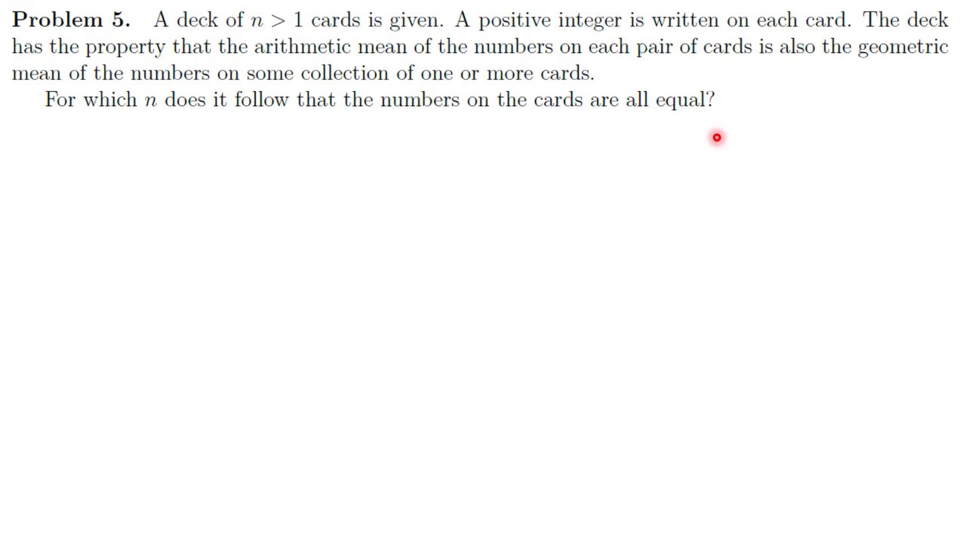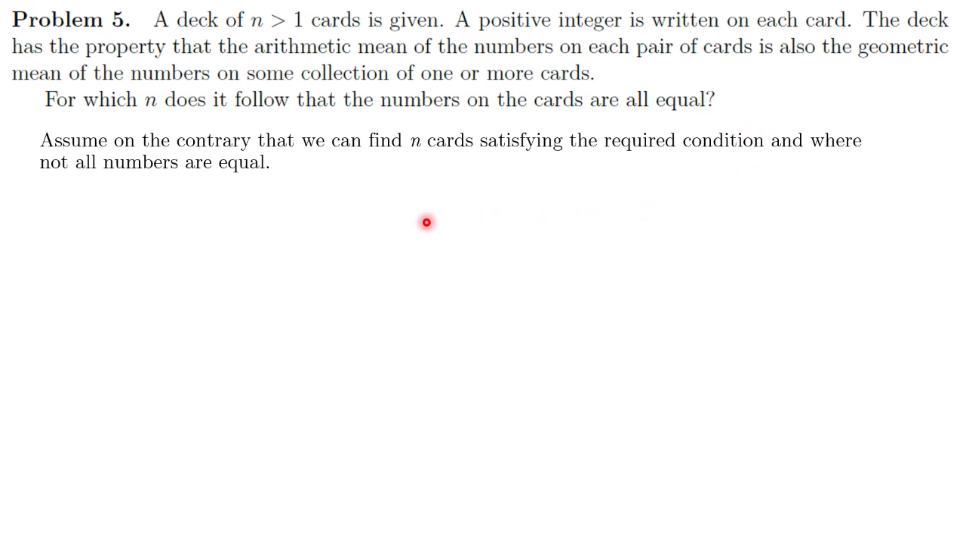For this problem, we will actually prove that for every n, it is necessary for the numbers on the cards to be all equal. And the way we prove this is by contradiction. So assume on the contrary that we can somehow find n cards satisfying the required condition, but where not all numbers are equal.